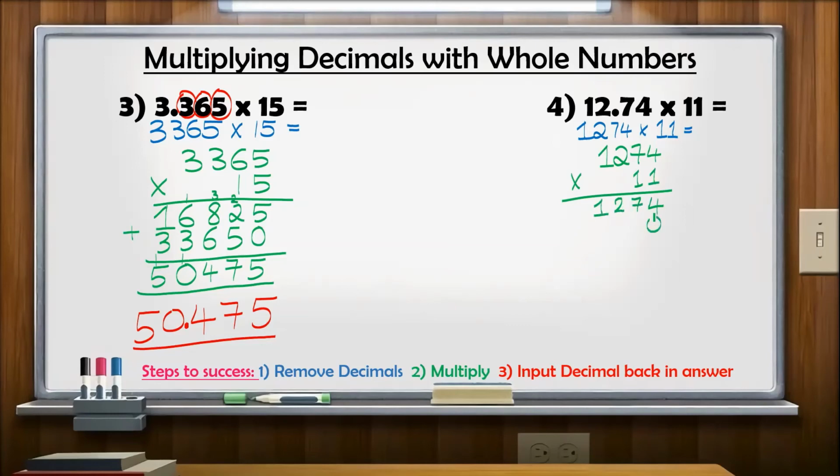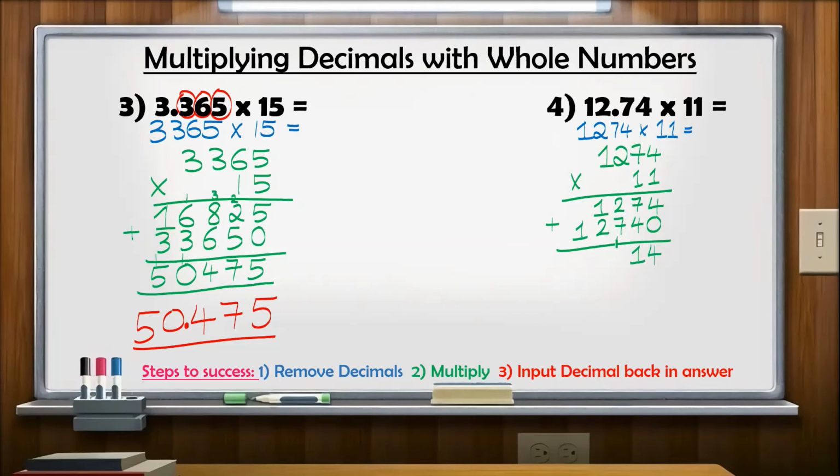When I move over to my tens, I'll place my placeholder here. And now I'm going to multiply 1 times 4, which is 4. 1 times 7 is 7. 1 times 2 is 2. And 1 times 1 is 1. Once I've got my answer, I'm going to total up my numbers to get my final answer for 1274 times 11. So 4 plus 0 is 4. 7 plus 4 is 11. So I put my 1 here and carry over my 1.